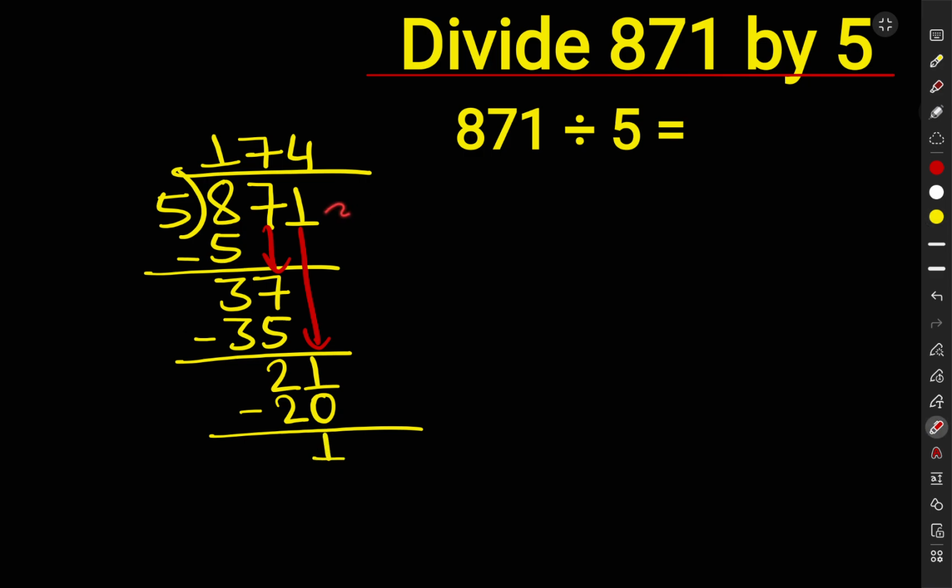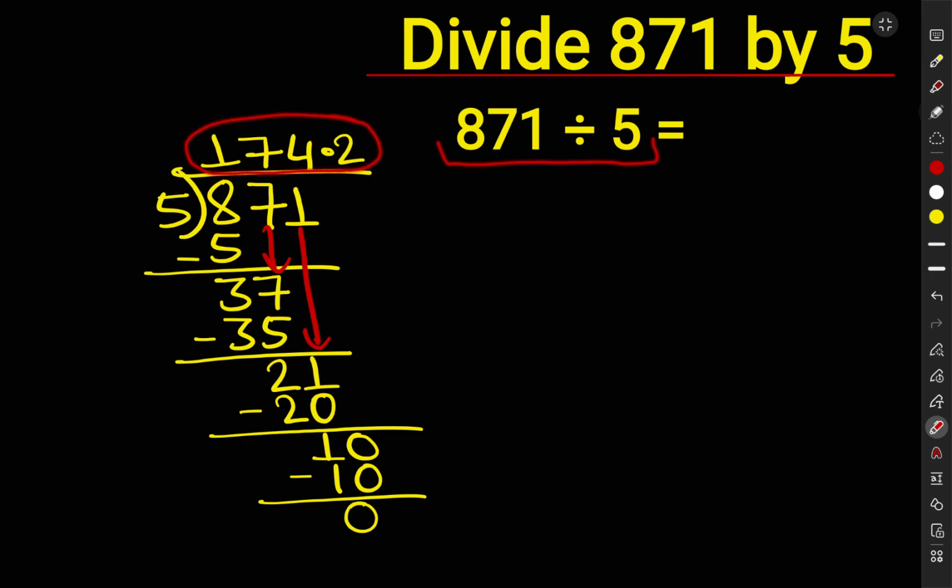So now we have no other number to put down. So we take here decimal, so that we put 0. So it is 10 and 5 times 2 is 10. On subtracting we get 0. So 871 divided by 5 is 174 decimal 2.